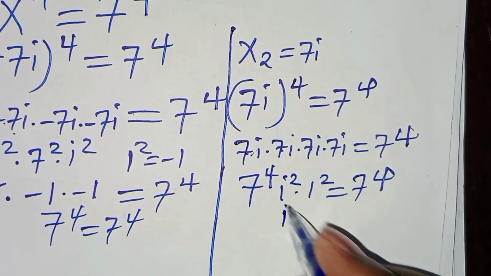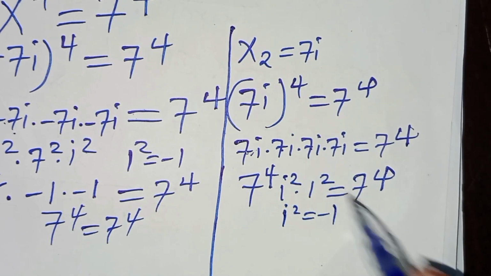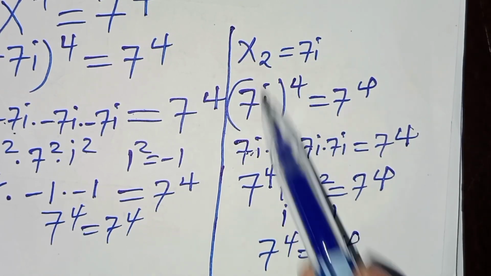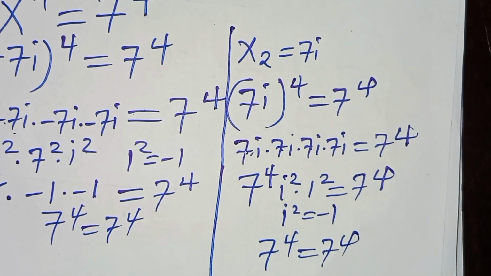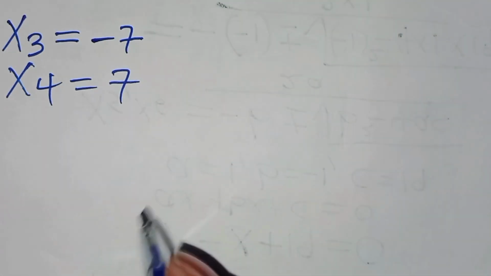I squared, in this case, is minus 1. Minus 1 times minus 1 is positive 1. So this is 7 to power 4, which is 7 to power 4. And therefore, x2 satisfies the equation. Now let's check x3 and x4.